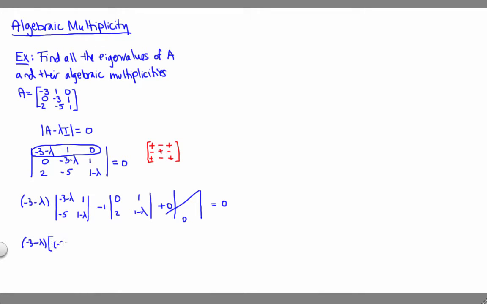We'll multiply it: minus 3 minus lambda times 1 minus lambda, and then subtracting off the product of 1 times negative 5. So that's going to give us a plus 5. And then we've got minus 1 times, it's going to be 0 minus 2, gives us negative 2. So that entire expression there is equal to 0. Now we'll want to expand and collect like terms. So let's clean up this quantity inside the brackets here.